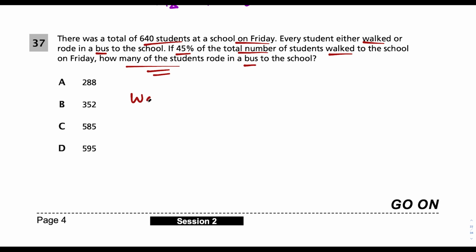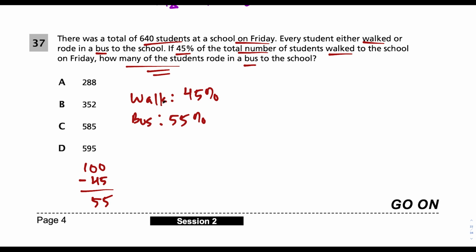So let's think about the percent of students that walk to school versus the percentage of students that bus to school. Well, the percentage that walk to school, we were told, was 45% of the total students in school on Friday. And we have to think about, in total, there's 100% of the students. So if we do 100 minus 45, that'll tell us the missing percent, which represents the percent that took the bus. So 100 minus 45 is 55. So 55% of the students at school on Friday took the bus.